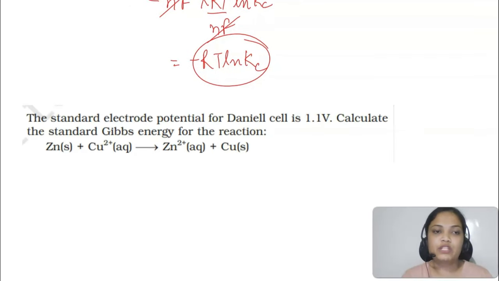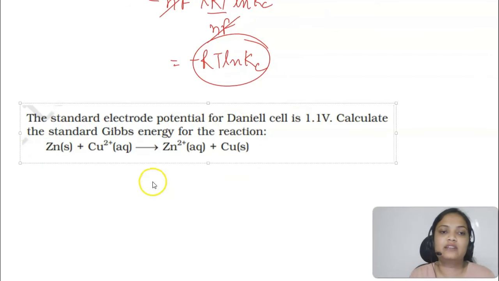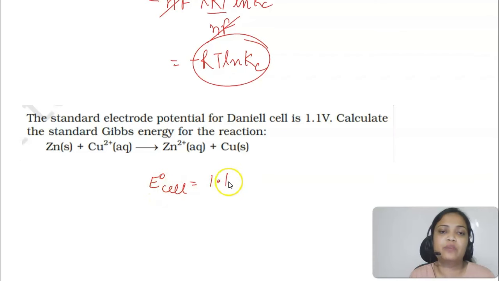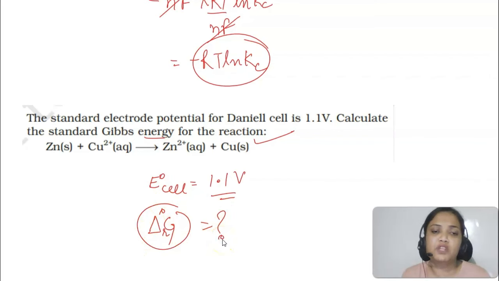So here is the question, students. The standard electrode potential for the Daniell cell is 1.1 volt. E naught cell is given as 1.1 volt, which we have just done. Calculate the standard Gibbs energy for the reaction. You have to find the value of delta G naught, and I have just given you the formula, which is minus nF E naught cell. You know the value of F, and you can find n from this particular reaction. It will just take 2 minutes to solve this question.